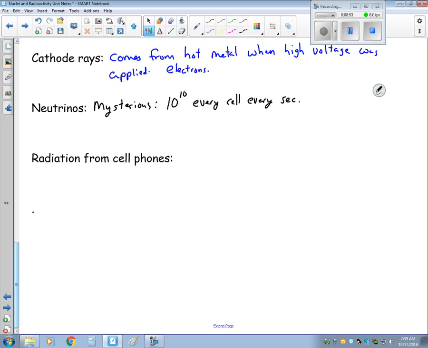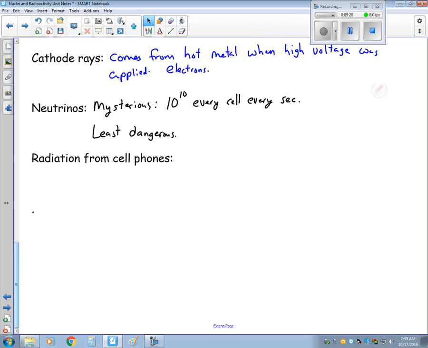So really what we know is that they're not dangerous. They don't seem to interact with electric or nuclear forces. So it's not like they're busting apart your DNA or anything like fission fragments do.